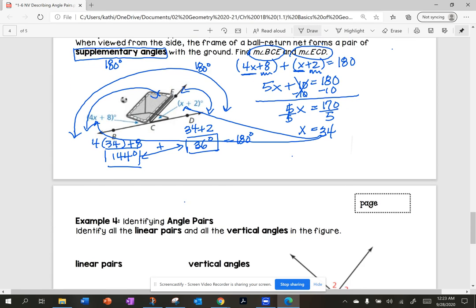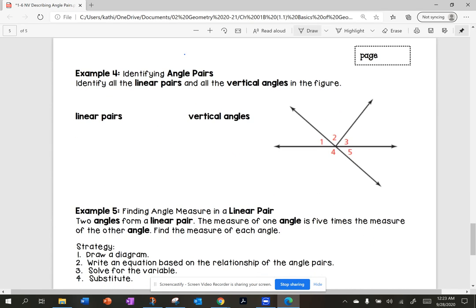Okay, let's try another example. Let's identify some linear pairs and some vertical angles. So a linear pair means two angles that are supplementary, so they total 180. And they are adjacent. So they are next to each other.